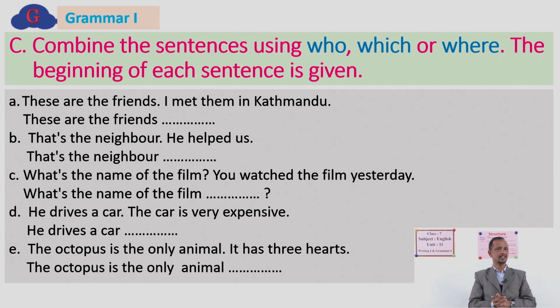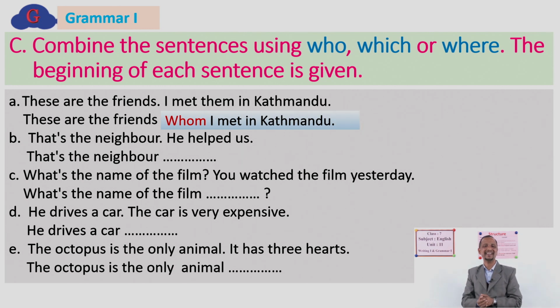These are the friends, I made them in Kathmandu. These are the friends. Now what will be? Are you guessing there? Yes, whom I made in Kathmandu. So, okay, dear students, let's see there, the upper one, there is who, which, where only, 3 options. But in this activity, exercise A, without whom we cannot complete. So please remember that it must be who.